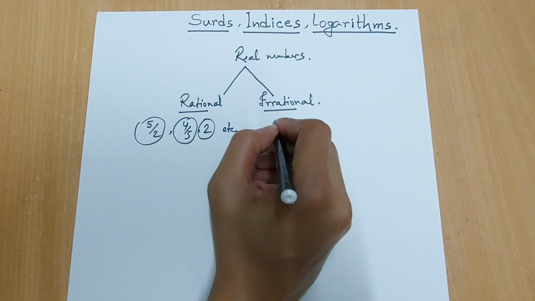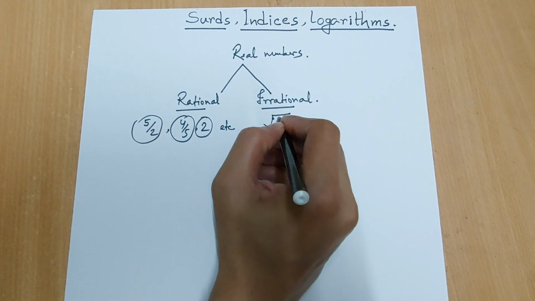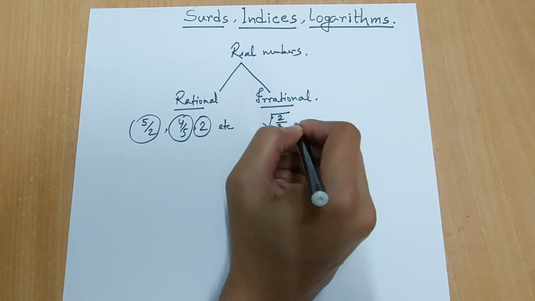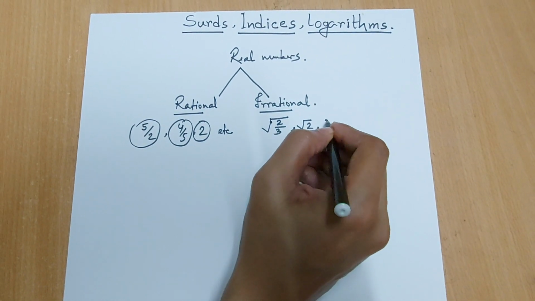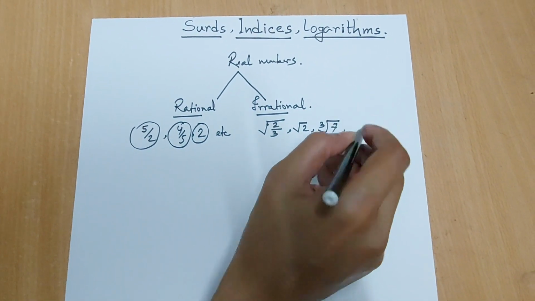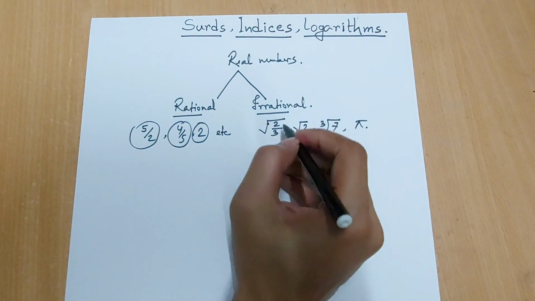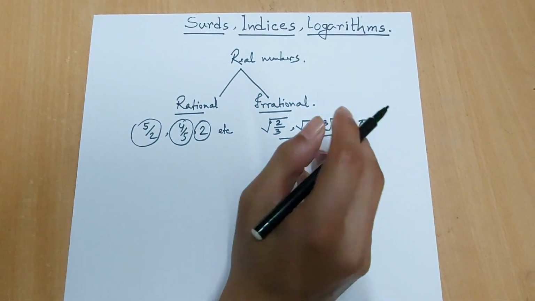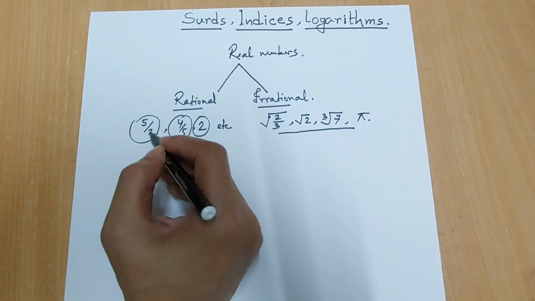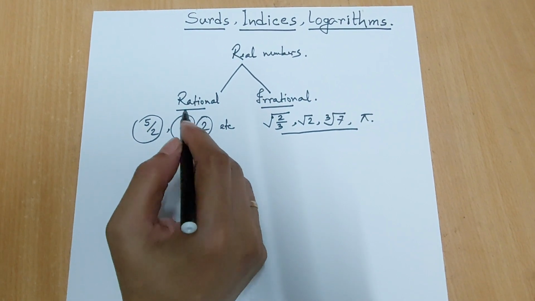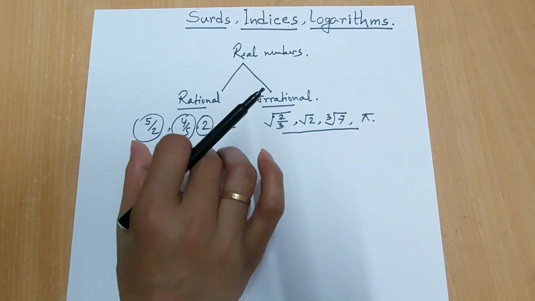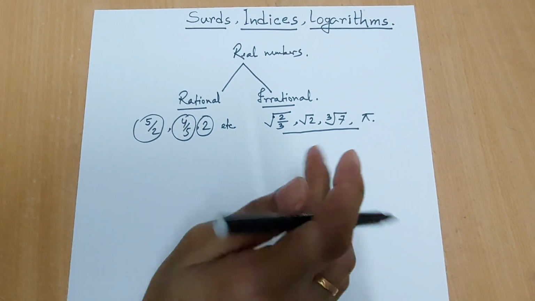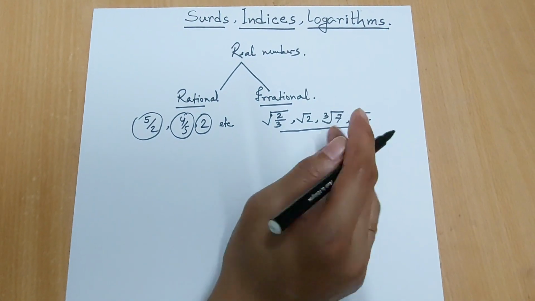and root over 2 by 3, root 2, 3 root of 7, pi, these are irrational numbers. These are rational because they can be expressed as a fraction of two integers. That's why they are rational. And they are irrational because they cannot be expressed as a fraction of two integers.